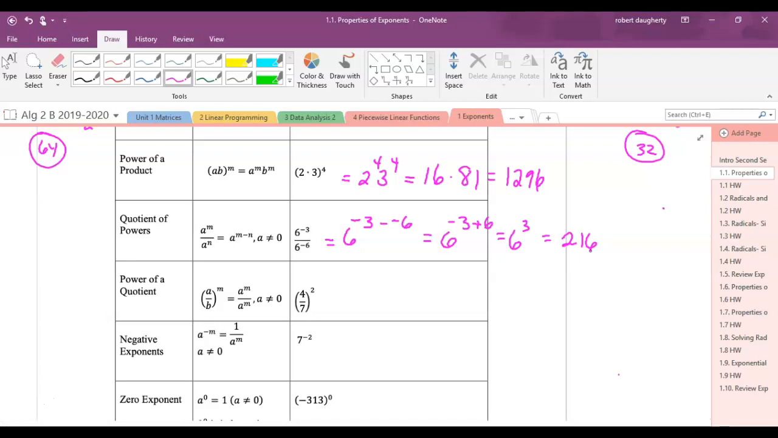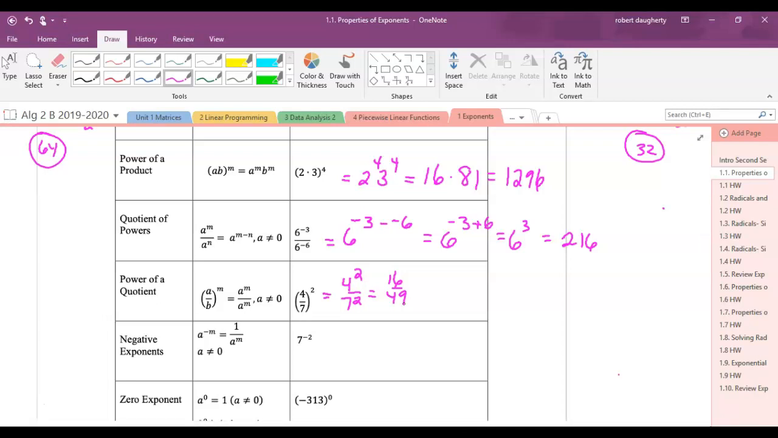The power of a quotient. When I've got things that are divided, raised to a power, it just makes sense here. You can distribute that exponent. A over b to the mth power is a to the m over b to the m. So in this case, this is 4 squared over 7 squared, which is 16 over 49.